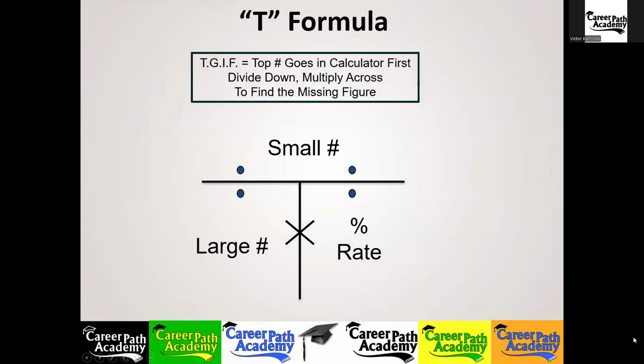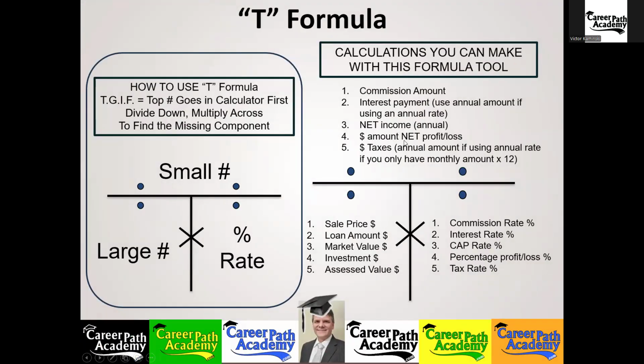There you go. That's the T formula. It could be used for figuring out a lot of different math problems, if you recall. Here's 5 different things that you could figure out using this T formula on the left. Just by, like, you could match it up. Like if you want to figure out the net income annual, you're going to, number 3, you're going to need all the things from number 3 here. The market value and the cap rate will tell you the net, or you can take the net income and the market value to figure out the cap rate. You divide down, multiply across, and TGIF, top number goes in the calculator first when figuring these things out.